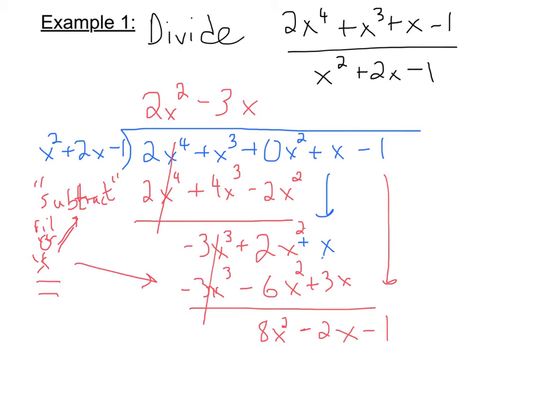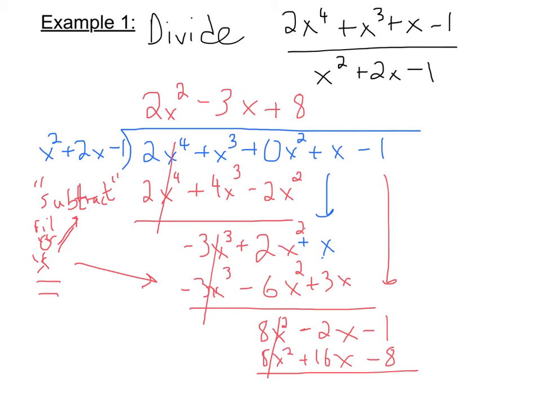X squared times what gives us 8x squared? Well, that will be plus 8. That will give us 8x squared, and then plus 16x, and then minus 8. Be very careful. Final subtraction, these add to 0.